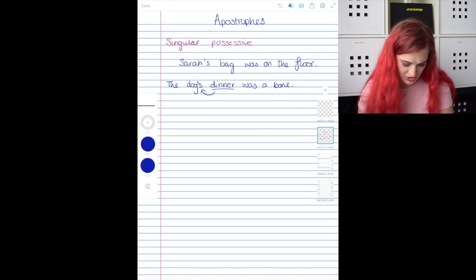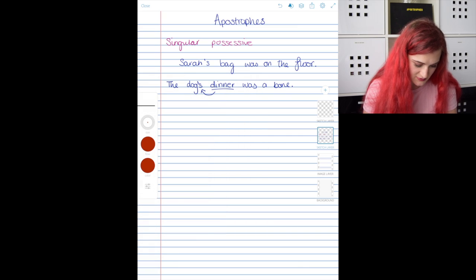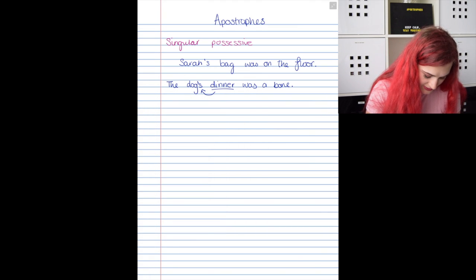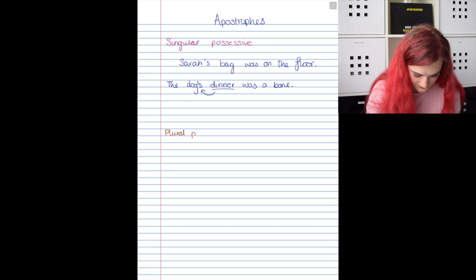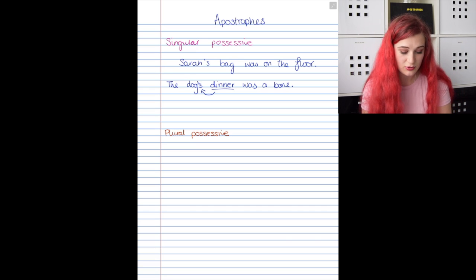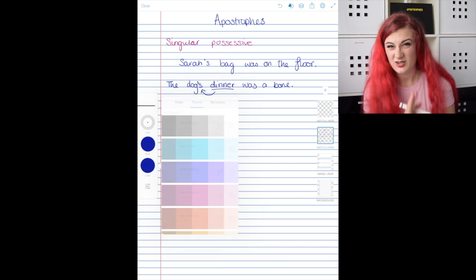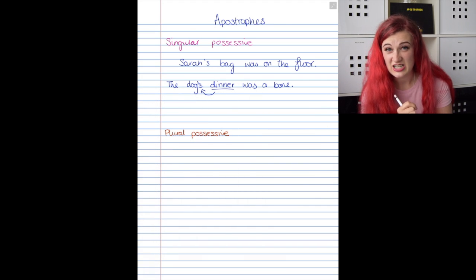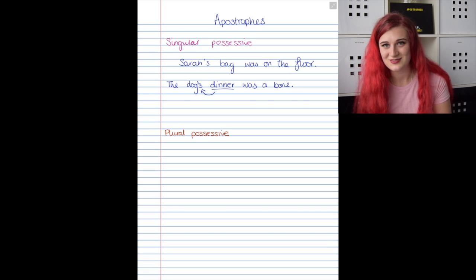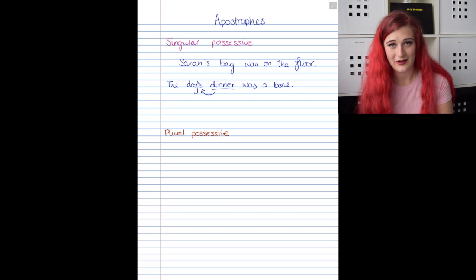Now things change, and I'm going to go for red for this one, when we have the plural possessive. That's because with the plural possessive, it gets a little bit more tricky. I'm going to let you in on a little secret. I actually didn't learn this until I was an adult. I didn't know how to use this at school, even at secondary school. It's only since becoming a teacher that I've actually learned how to use it.